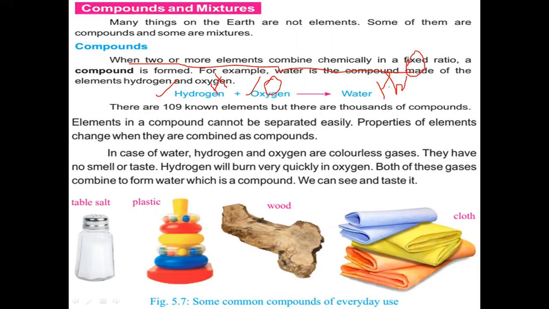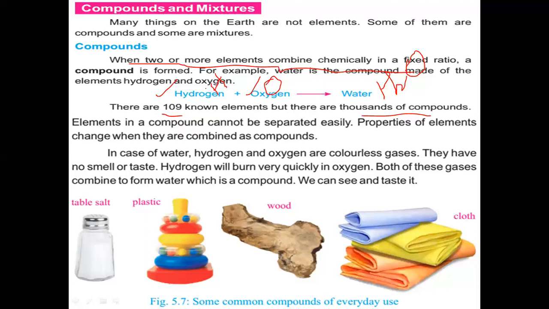Like two atoms of hydrogen and one atom of oxygen will just chemically combine. That's why, whether the water is of canal, sea, river, drinking water, or what type of water it is, its formula is H2O. So it means when the water combines, hydrogen will be of two atoms and oxygen is having one atom in it. Almost 109 known elements are there, as we have seen before, but there are thousands of compounds because they combine in different ways.